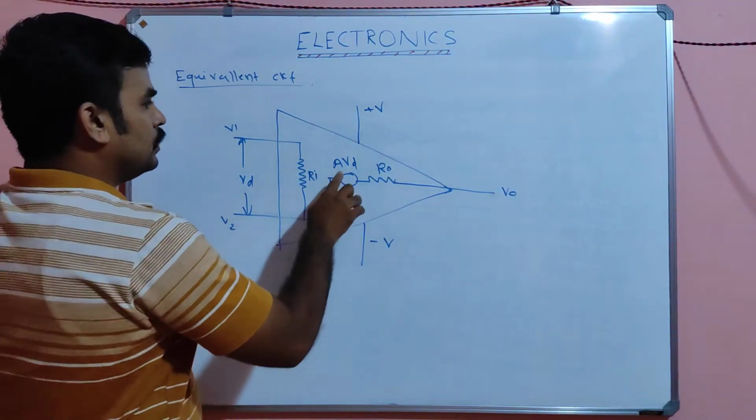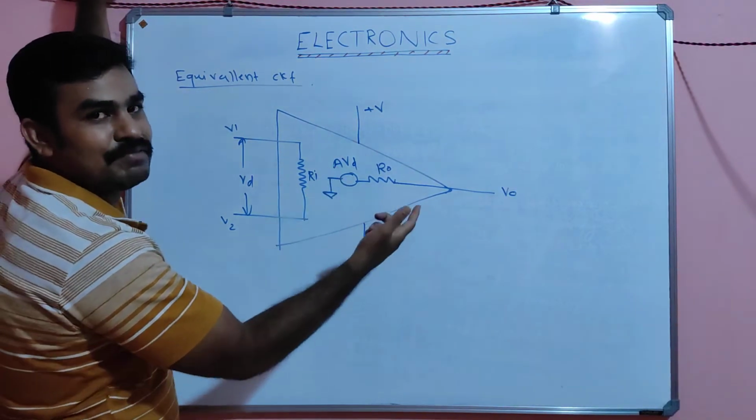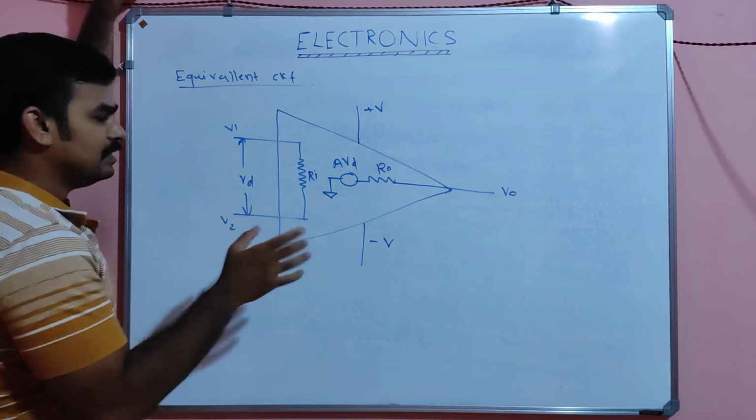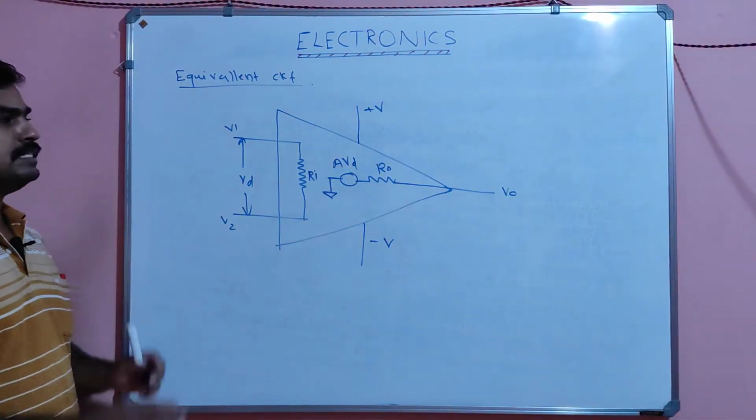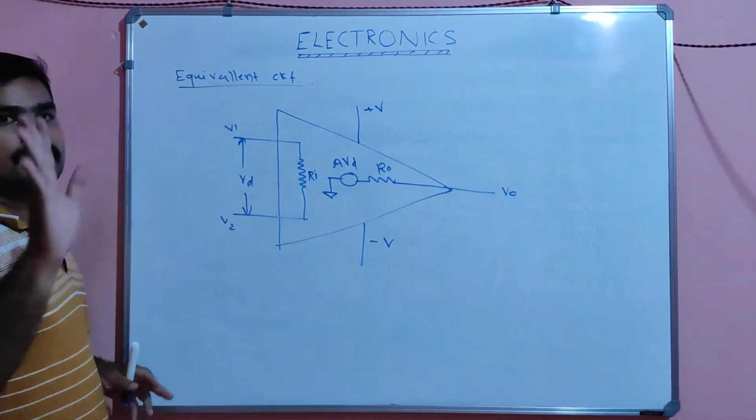Confusion will not be there. So the output will be nothing but A times Vd. Vd is nothing but V1 minus V2. And R0 is the output impedance. So this is the equivalent circuit of an Op-Amp.